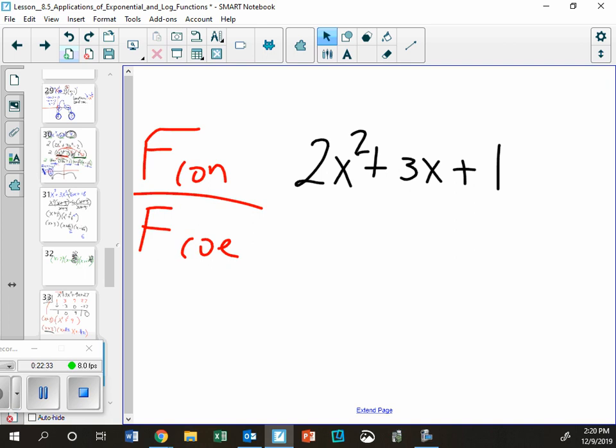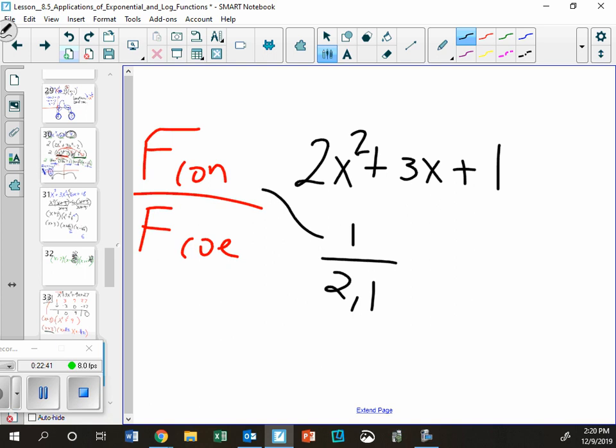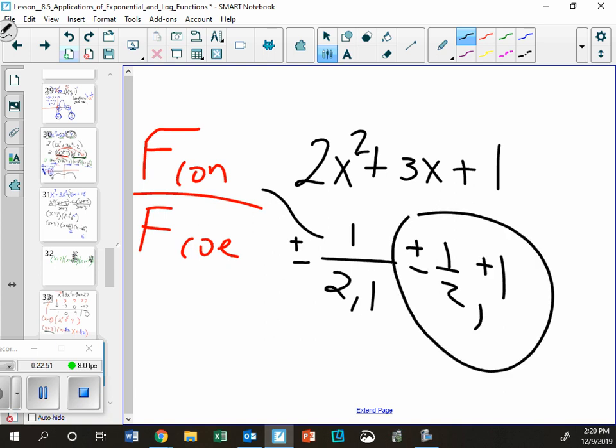The list of possible roots is, what are the factors of the constant? 1. What are the factors of the coefficient? 2 and 1. And then it's plus and minus of all that. So then I actually divide them. What's 1 divided by 2? 1/2. What's 1 divided by 1? 1. And I put a plus and minus in front, and there we go. I'm going to just, for good measure, put a plus and minus in front of each one. And I have plus and minus 1/2 and plus and minus 1.